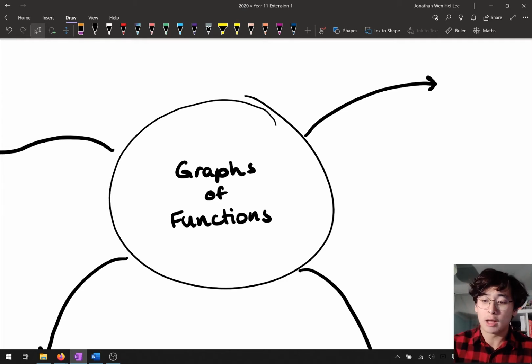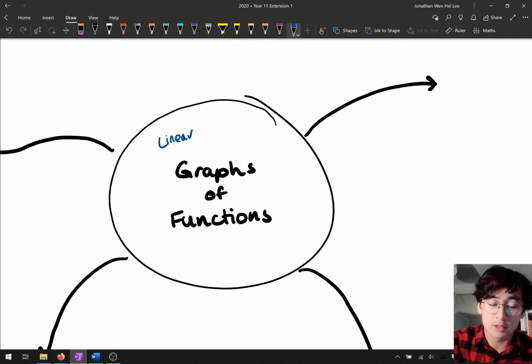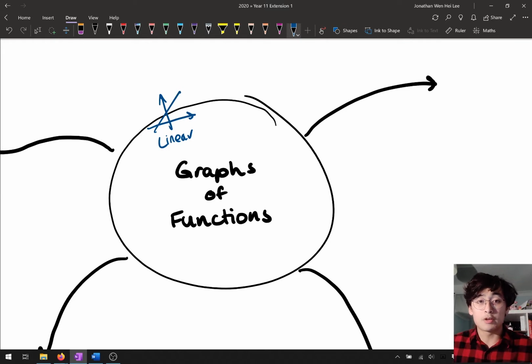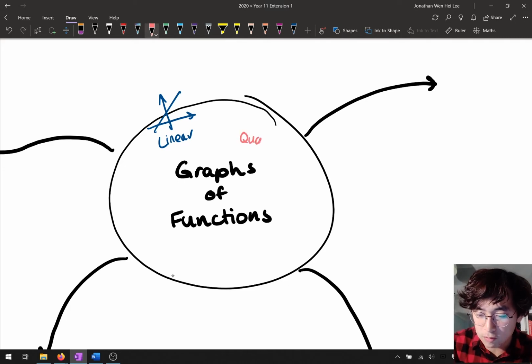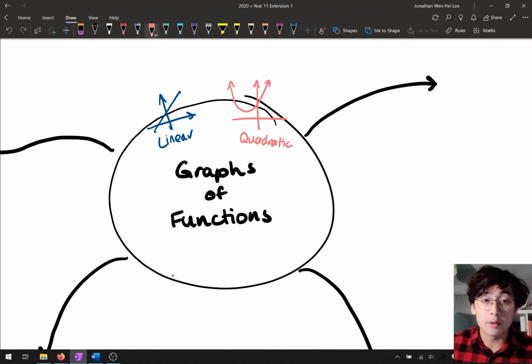We first started out by looking at the graphs of linear functions. We remembered that linear functions just form a line on a Cartesian plane, and we drew linear functions. Then we moved on to quadratics, and we did quite a bit of work in Advanced graphing quadratic functions, and they formed a parabola. Then we briefly, at the end of last term, looked at cubics.